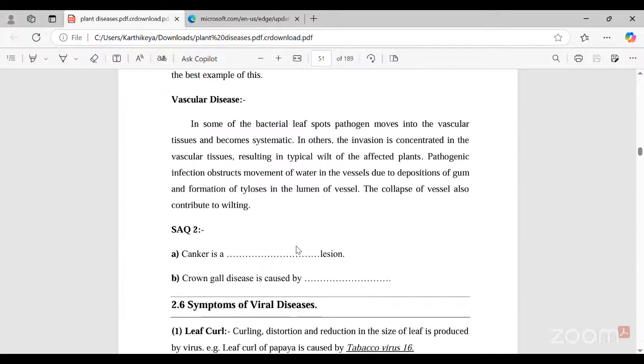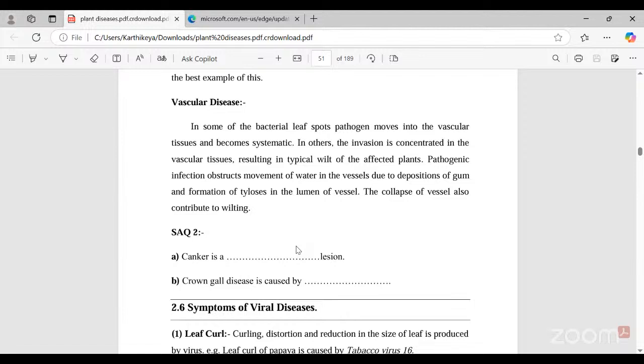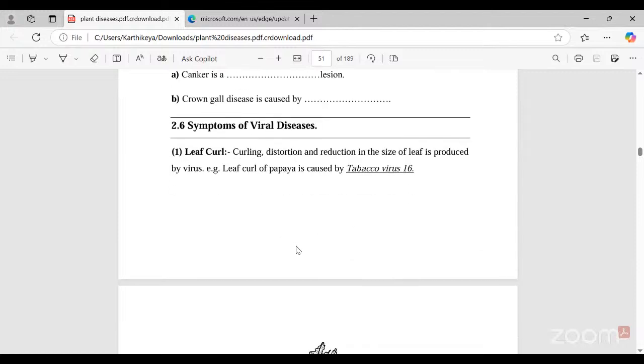Next one is the vascular disease. In some bacterial leaf spots, the pathogen moves into the vascular tissue and becomes systemic. In others, the invasion is concentrated in the vascular tissues, resulting in typical wilt of the affected plants. Pathogenic infection obstructs movement of water in the vessel due to deposition of gum and formation of tyloses in the lumen of the vessel. The collapse of vessels also contributes to the wilt. This is the total of the bacterial diseases.